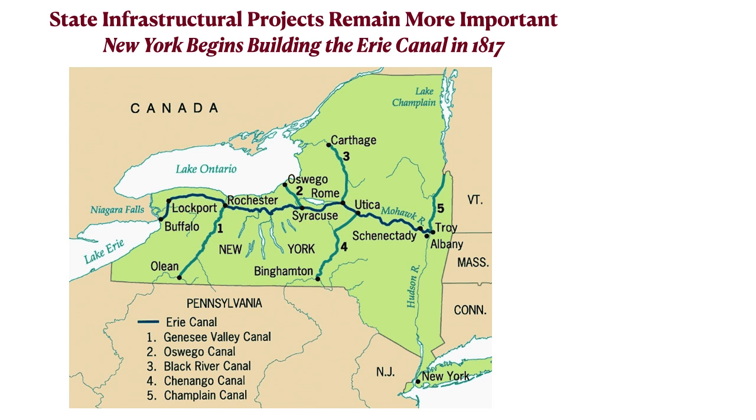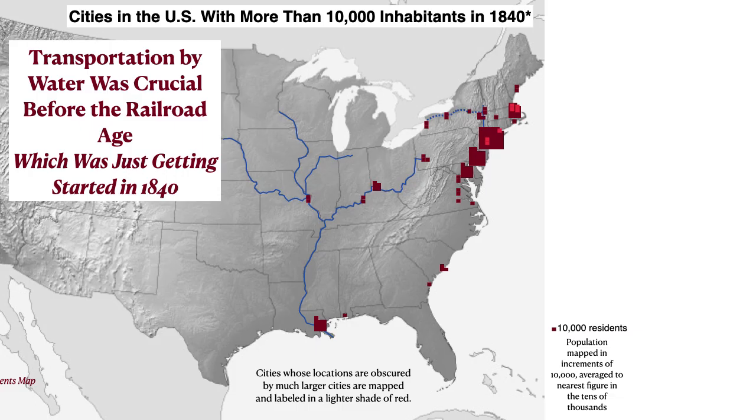And this is really what cemented New York City's position as the main city in the country, because it's the entree into the interior. And this was all done by New York State. It begins in 1817, completed in 1825, so really important. And if we could just see, jumping ahead, this is the map of 1840. This just has all U.S. cities that had over 10,000 residents at the time.